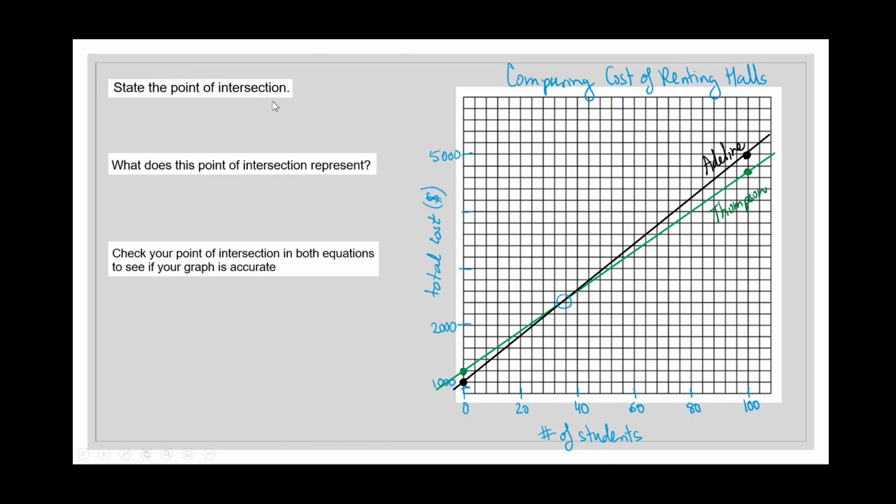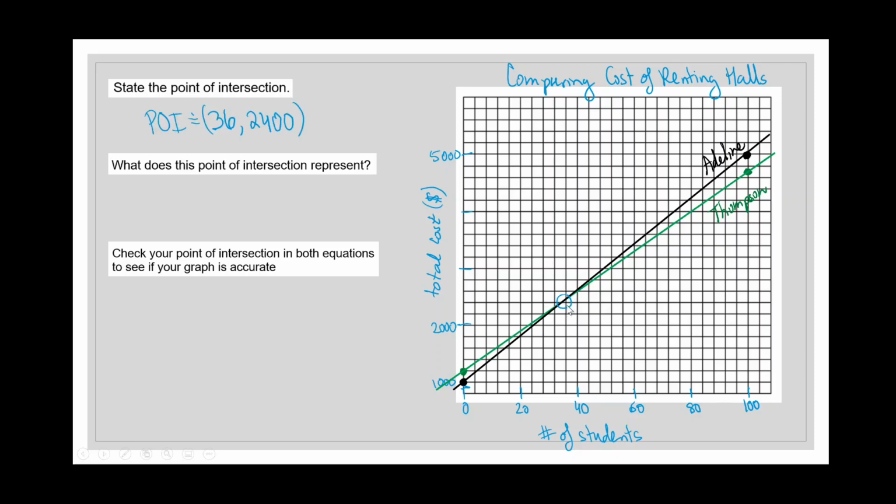Now we're going to go on to state the point of intersection. So we have here a circled value that looks like the POI, and we have to estimate this. Later on, you'll be learning methods, elimination and substitution method, which are going to be purely algebraic, no graphs. And they're going to give us exact values. But with the graphing method, you have to estimate, unfortunately.